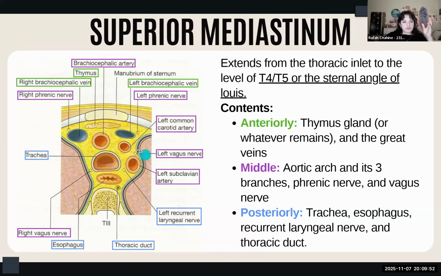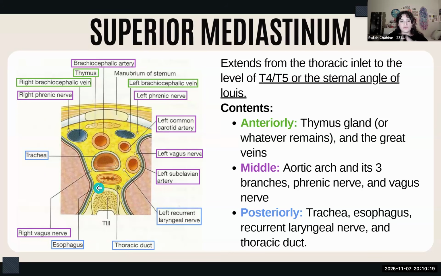And then the vagus nerve, I told you here, left vagus, but then this is the right vagus, and this is the left recurrent laryngeal, okay? And this is the left phrenic nerve, obviously you have two. And posteriorly, what do we have? We have the trachea and we have the esophagus right here, the recurrent laryngeal nerves, and the thoracic duct. This is the thoracic duct right here.